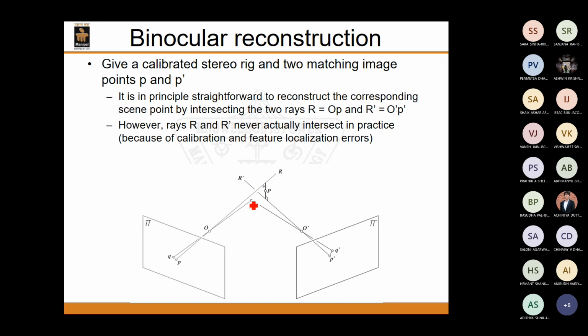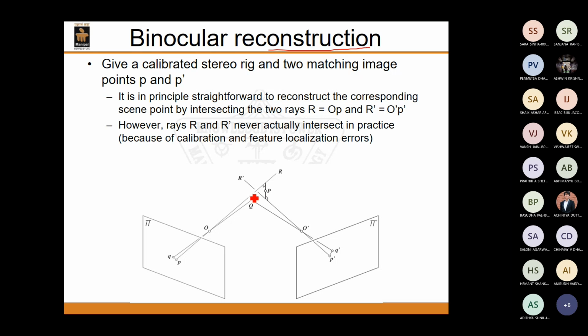For example, in this particular figure, you have a line passing like this and another line which is actually passing below that, so they are not exactly intersecting there. In such cases, how do we go about the reconstruction? There are different methods by which you can go about that. One method is the following.